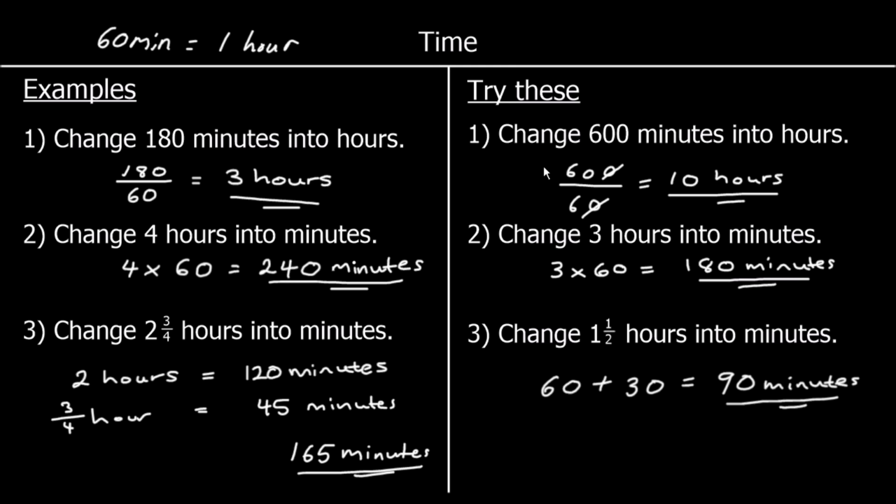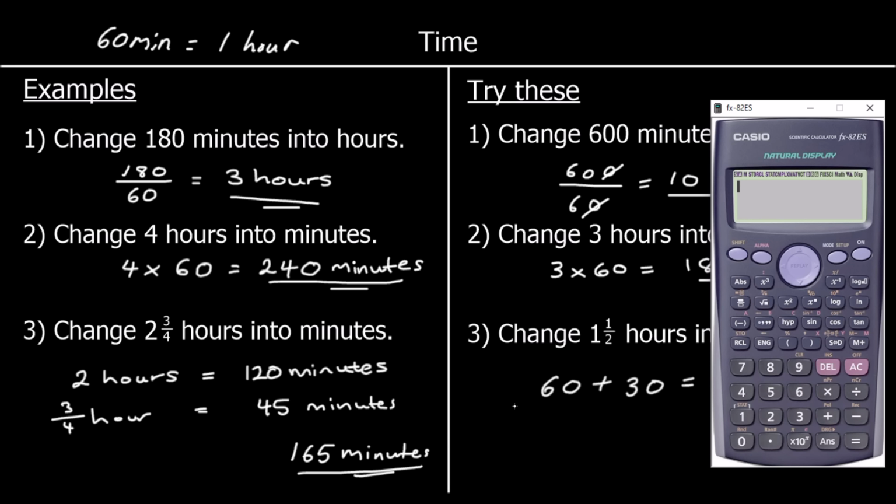And I'll just show you a use of the time button on the calculator now. So for the first question, in the examples we had change 180 minutes into hours. So the time button is this one here, the one below the B. Change 180 minutes into hours. So you press the number of hours first. So 0 hours, 180 minutes. Press equals, and it changes into hours for you. So 3 hours, no minutes, and no seconds.